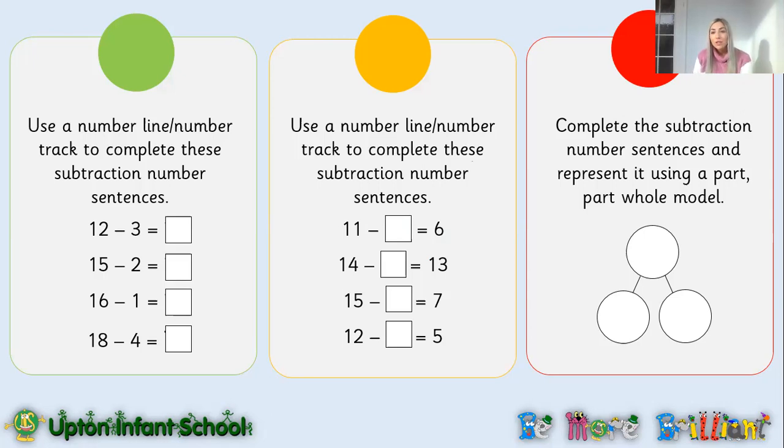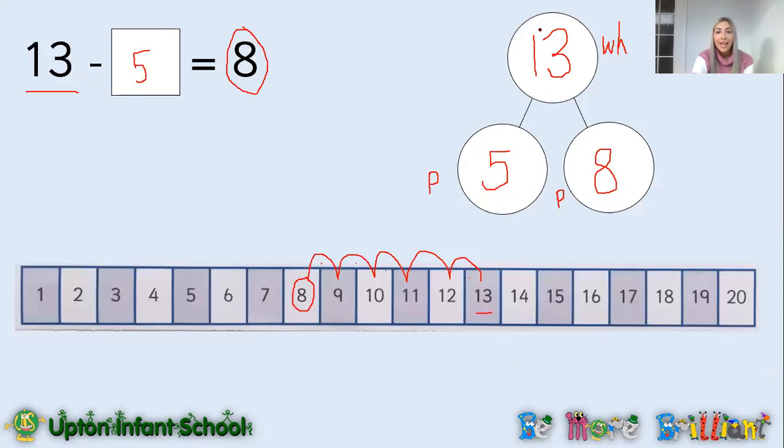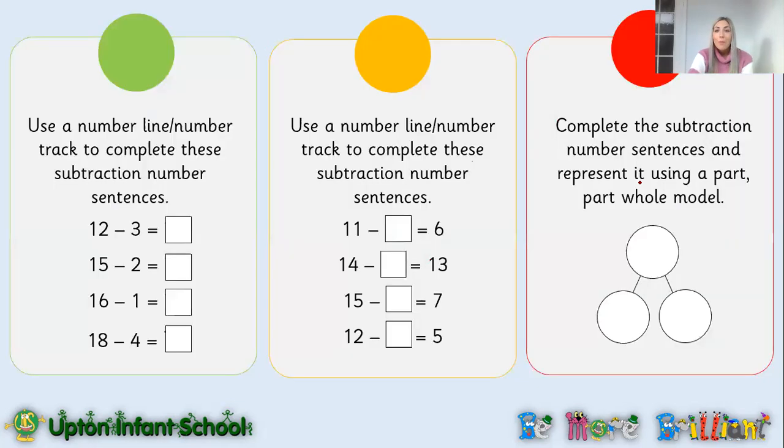And then if you want to challenge yourself after you have done those ones, we have got the red challenge, which is to complete the subtraction number sentences and then show it in the part-whole model, just like we did here with this example. So that's what you would be doing. So you're going to do everything else as normal, doing the subtraction number sentences, but then you're going to be showing it in a part-whole model as well.